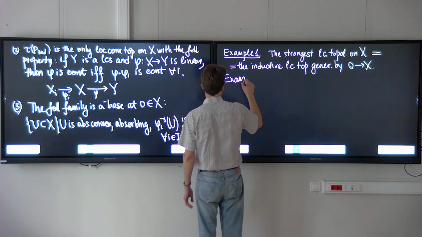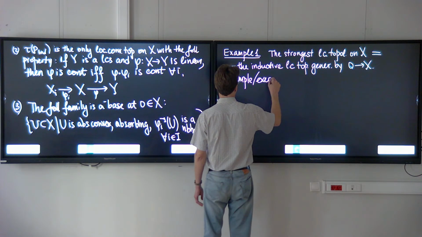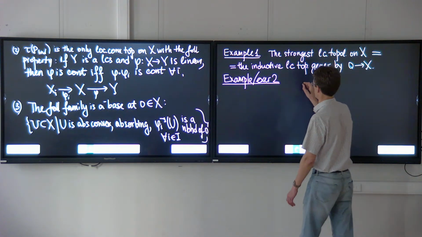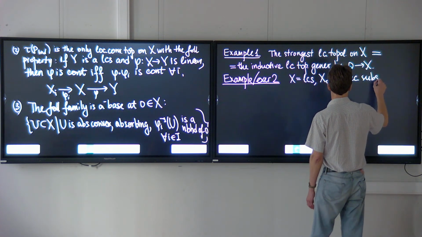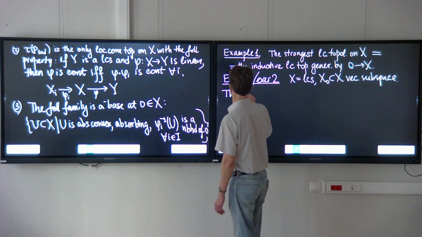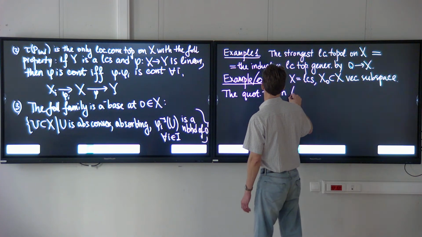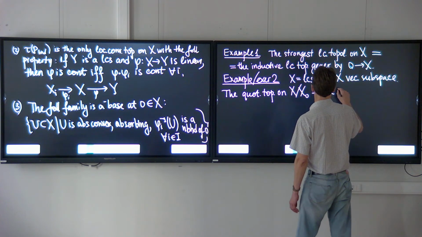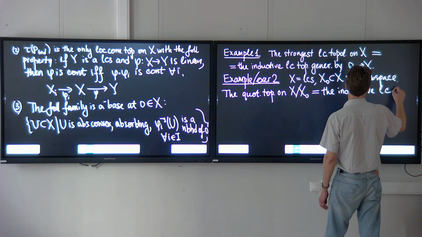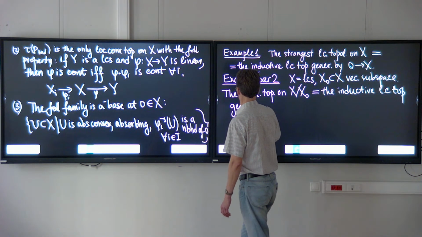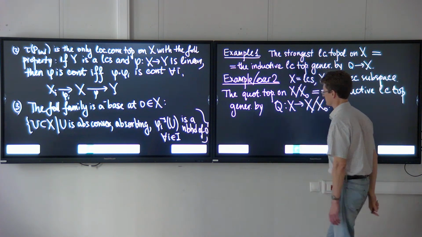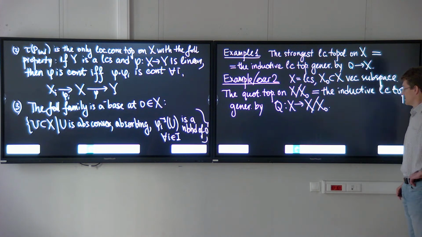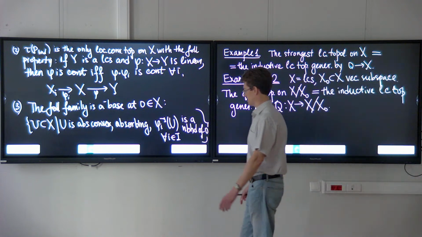Example 2. Exercise 2 is about the quotient topology. If X is a locally convex space, and X_0 is a vector subspace, then the quotient topology on the quotient X modulo X_0 is identical to the inductive locally convex topology generated by the quotient map. Let's recall that in this special case, we have an explicit family of seminorms on the quotient. But this is actually a very special case of the inductive locally convex topology.